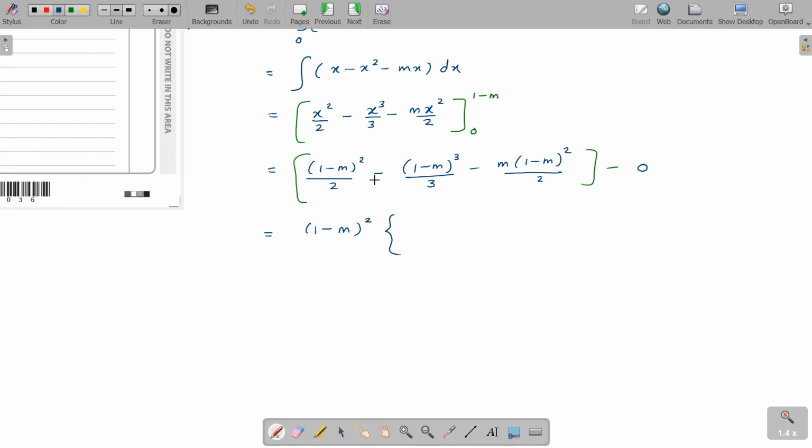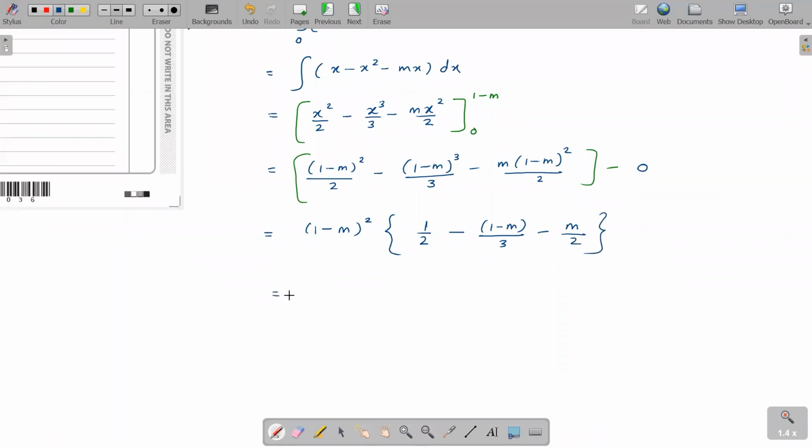Let's write what's remaining. When (1 minus m) square goes out, what's remaining here? Simply half. Minus here, when (1 minus m) square goes out from (1 minus m) cube, what happens? You have (1 minus m) to the power 1 remaining when square goes out, and then over 3. Minus here m times (1 minus m) square goes out, so just m remains over 2. Do you agree with me?